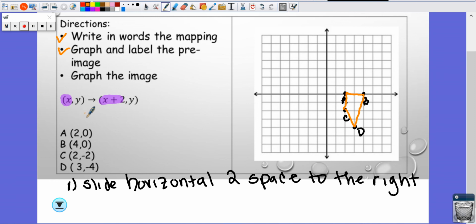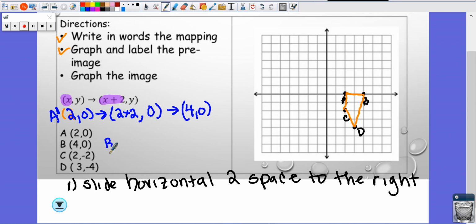Now it says to graph the image, so I'm going to follow instructions. Well, the X I need to add 2 to. So if I insert in 2, 0, I get 2 plus 2, and then it tells me to do nothing to the Y. It says don't change the Y. They're exactly the same. So that means my Y stays 0. So my new figure is going to be 4, 0. So that means A prime is going to be 4, 0.